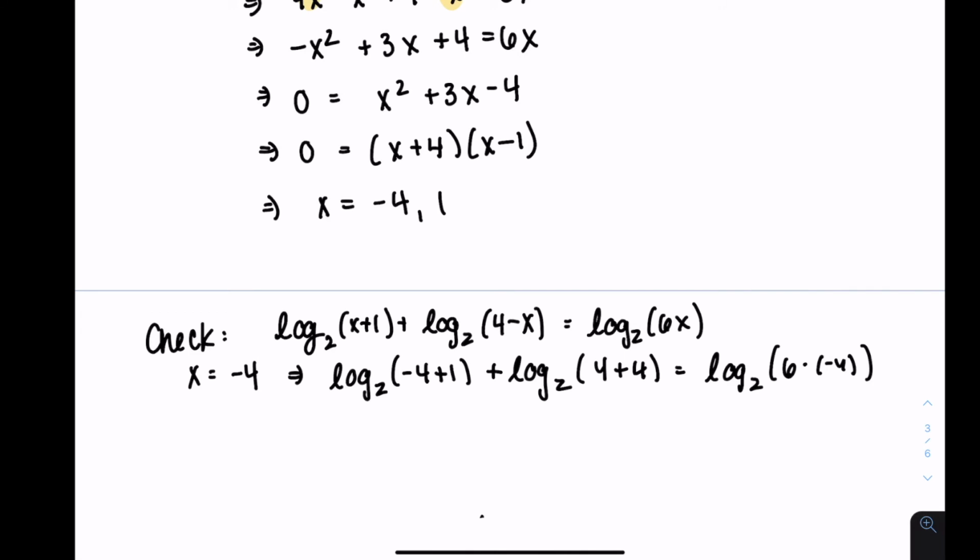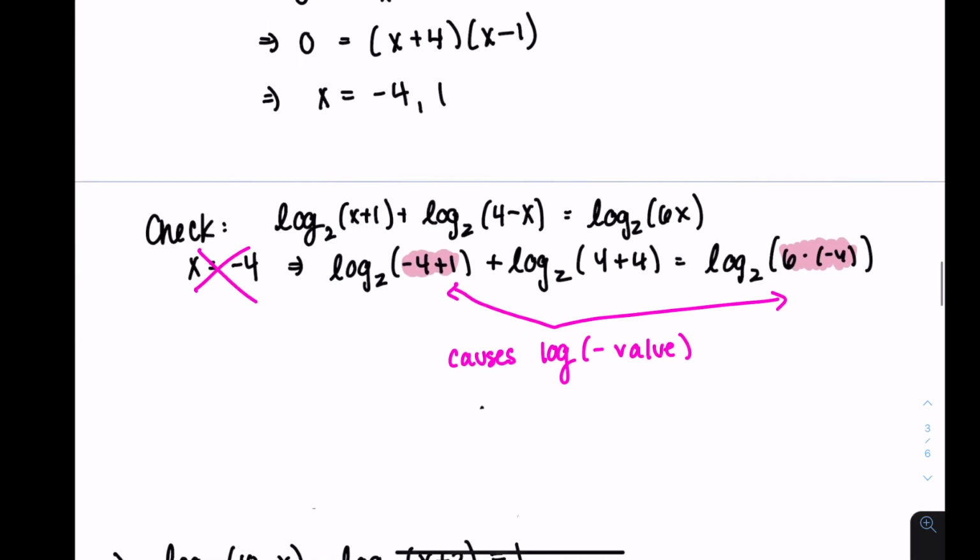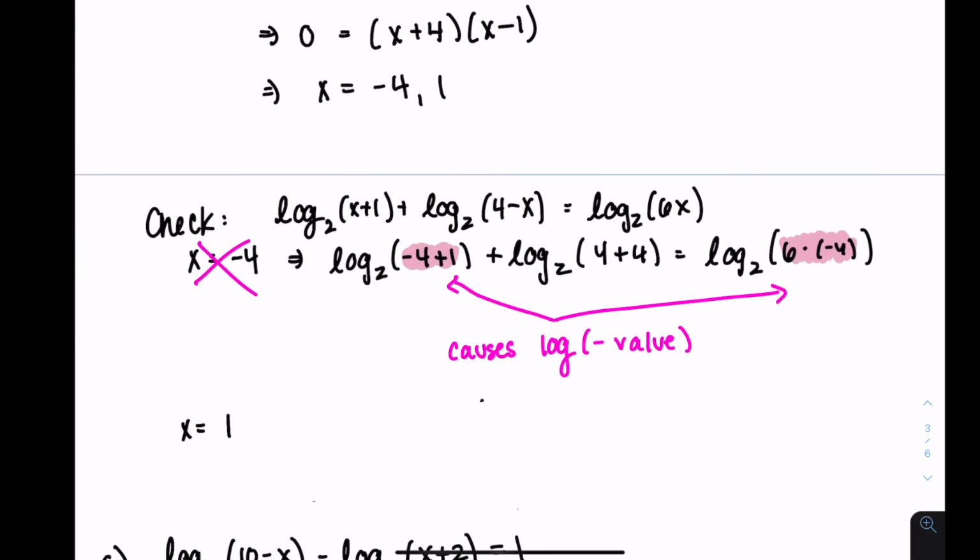Really, after this first one, you didn't need to do anything because this would be log base 2 of negative 3, but you have that problem over here. That's log base 2 of negative 24. Both of these cause log of a negative value, so this solution is no good. It solved our quadratic equation, but it does not work for the logarithmic equation, which is why you always need to check. So we still have one more value.